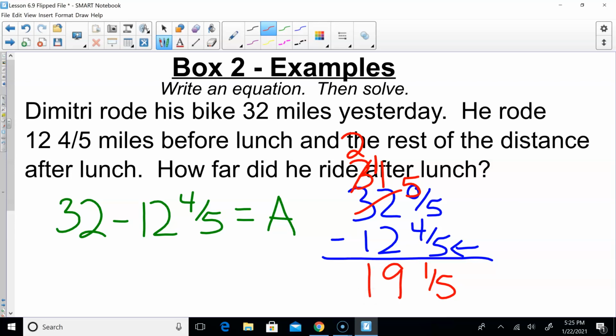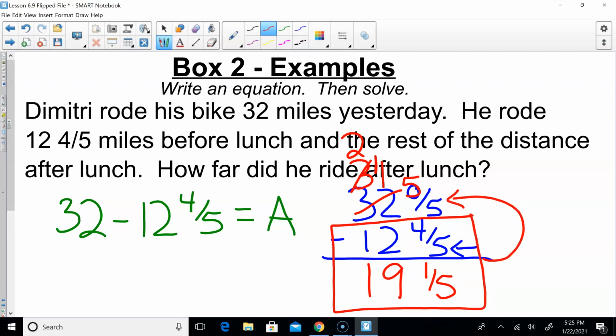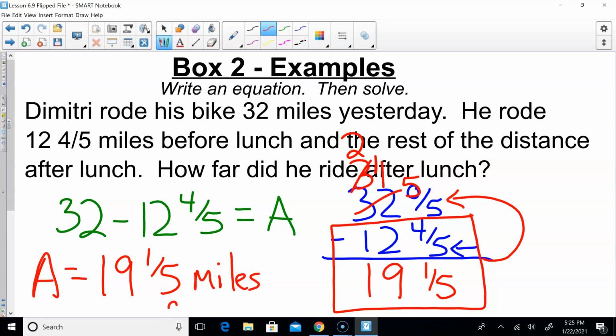If I was not sure, what I could do is add these two together and see if I can get the answer of 32, because that would be our inverse operation, which if I do it in my head quickly, it looks good. So I would get 19 1/5. Let's see, how far did he ride? So 19 miles. So A equals, and then not miles, let's say after lunch, because otherwise he actually biked 32 miles in the day, as it says in the problem.